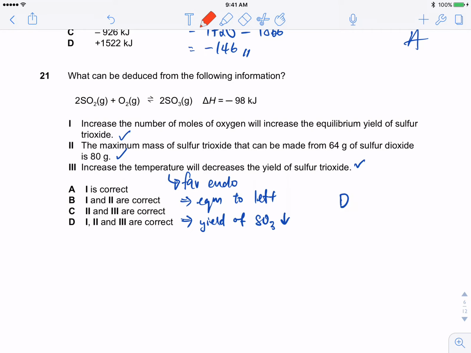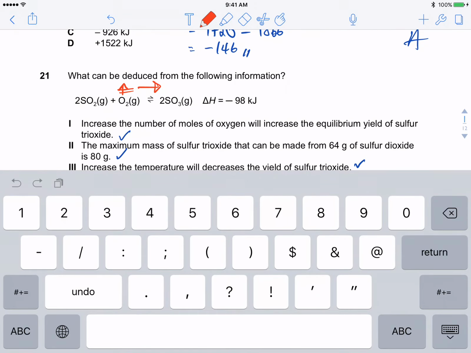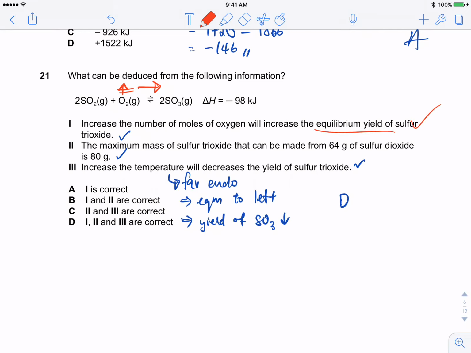21. What can be deduced from the following information? Part 1. Increasing the number of moles of oxygen will increase the equilibrium yield of sulfur trioxide. Oh no, equilibrium is not supposed to be tested. Don't worry, it's not tested in your mid-year, but since we taught it, you should still know how to do this question. Increase the number of moles of oxygen here. It should shift equilibrium to the right to consume more of this increase, to counter the change. Therefore, it does increase the equilibrium yield.